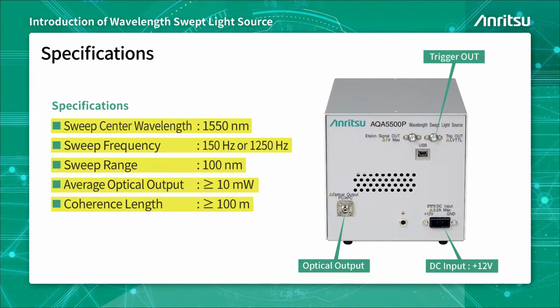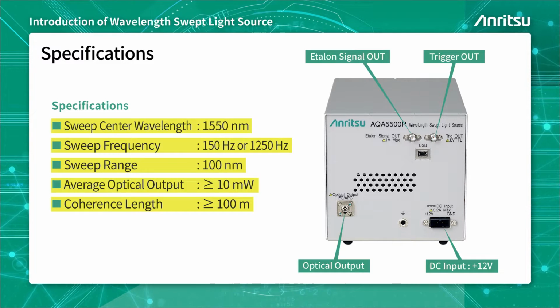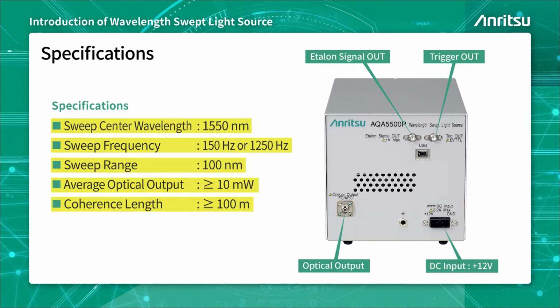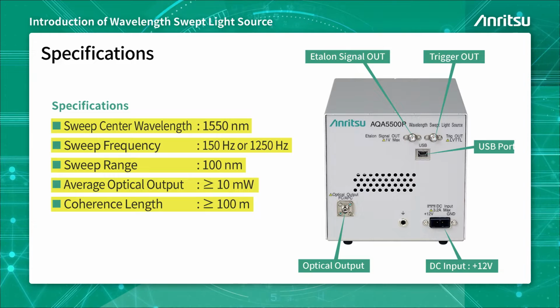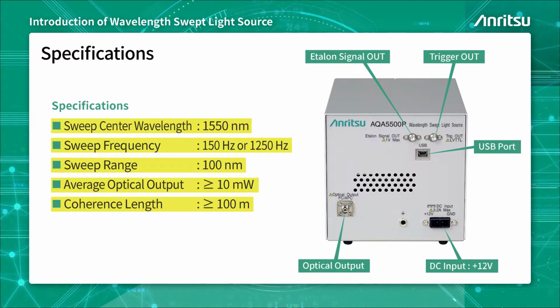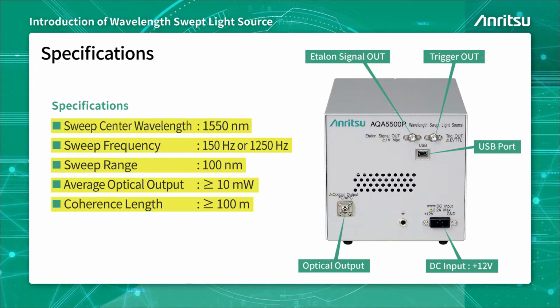Trigger signals that can be set by wavelength and etalon signals as a sweep wavelength reference are output from the front panel. Connection to the USB port from your PC enables your own setting of the wavelength sweep range and the wavelength of the trigger signals.